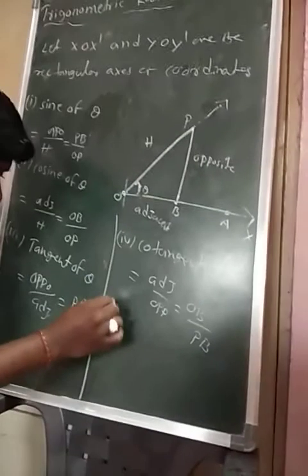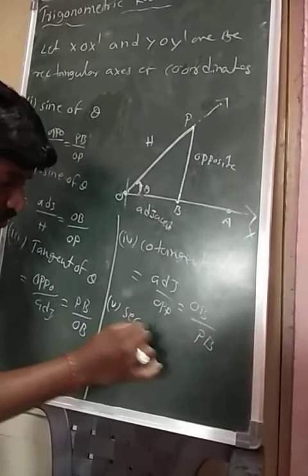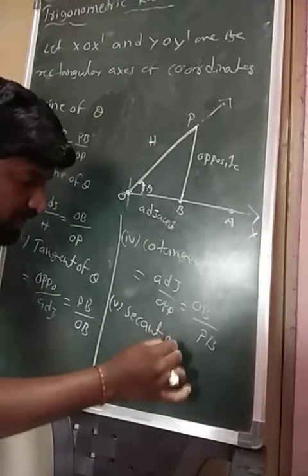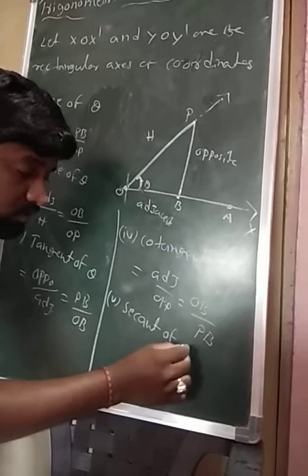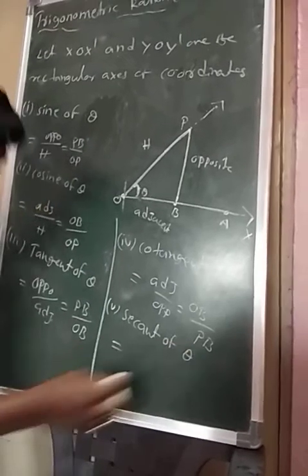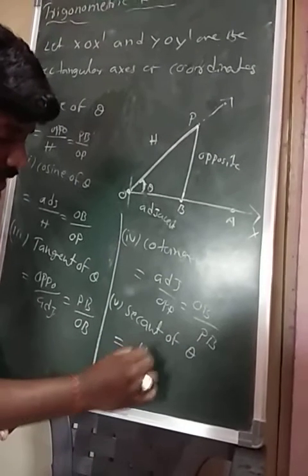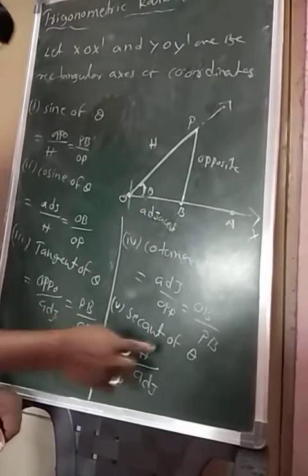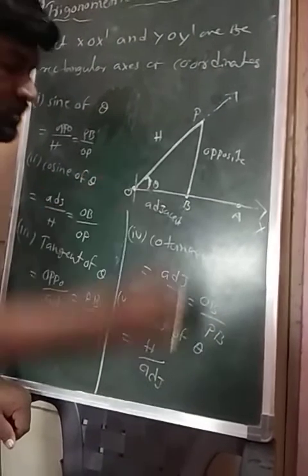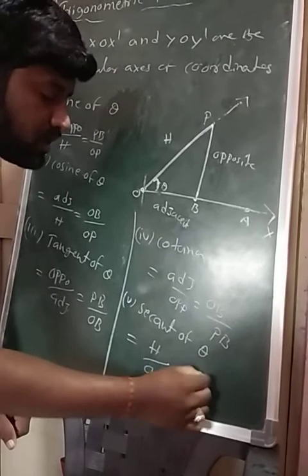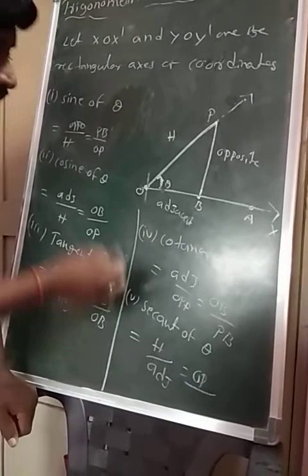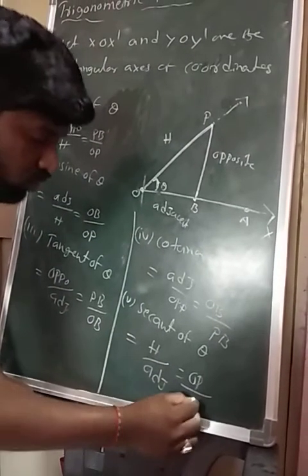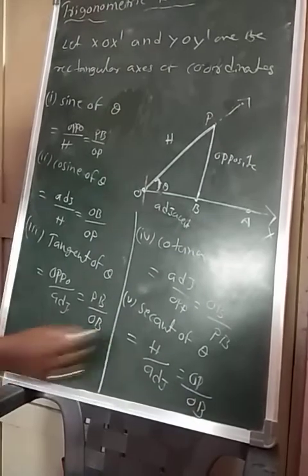Next, secant of theta. Secant of theta means hypotenuse by adjacent. So with respect to theta, what is the hypotenuse? That is OP, by what is the adjacent side? That is OB.